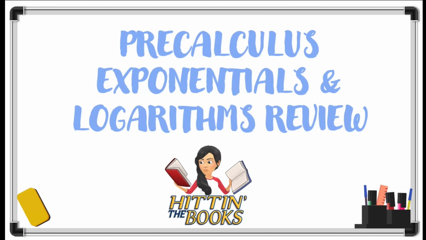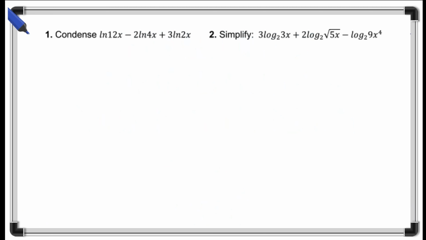Hi everyone, so today we're going to review exponentials and logarithms. So here we're going to go ahead and condense. What we're going to do is notice that you have some coefficients, and those coefficients become the exponent. So this is going to turn into the ln of 4x, and that gets raised to the second power, and then this will turn into the ln of 2x raised to the third power. We still have ln of 12x here.